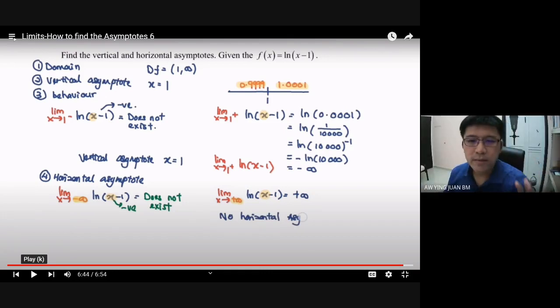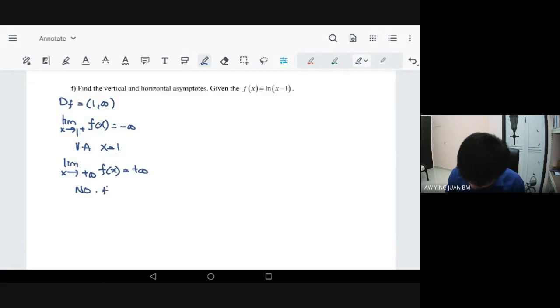Okay, so beri perhatian untuk situasi ni. First time you jumpa ya, kalau untuk horizontal asymptote, you dapat positive infinity atau negative infinity, bermaksudnya tiada horizontal asymptote. So sekarang kita akan buat graf untuk ln. Okay, berdasarkan situasi ini, yang pertama kita ada domain, dan kita ada limit when x approaching 1 from the right, kemudian kita ada x approaching positive infinity.